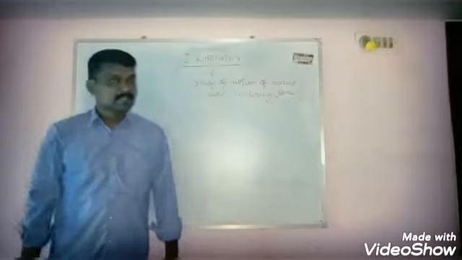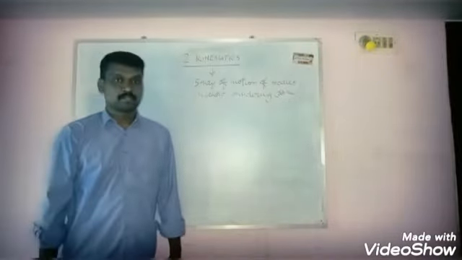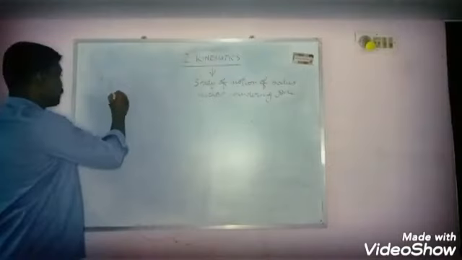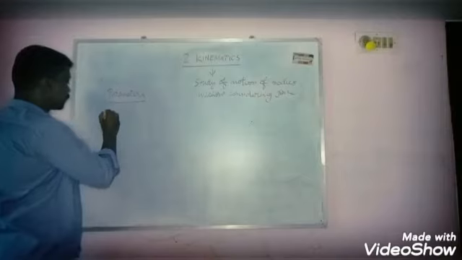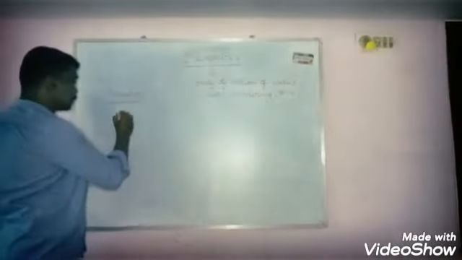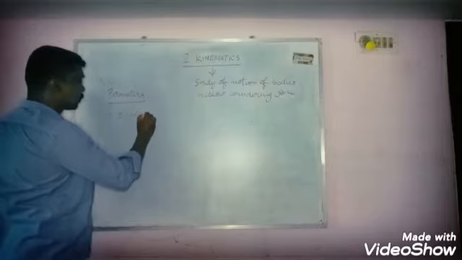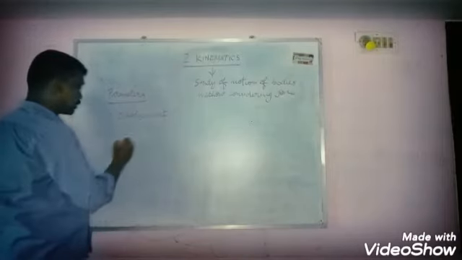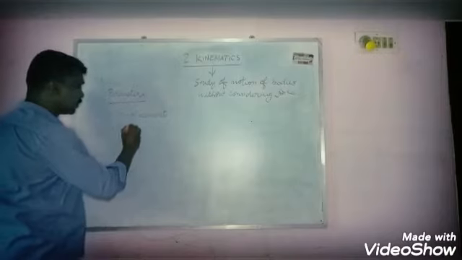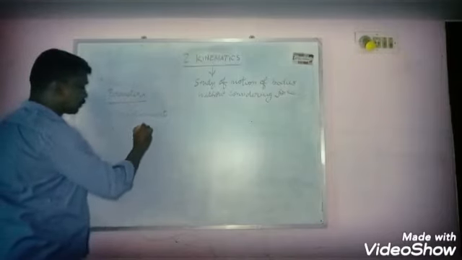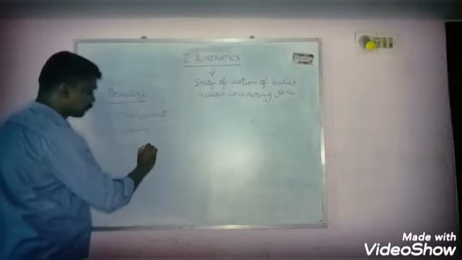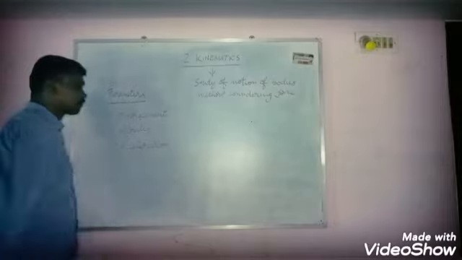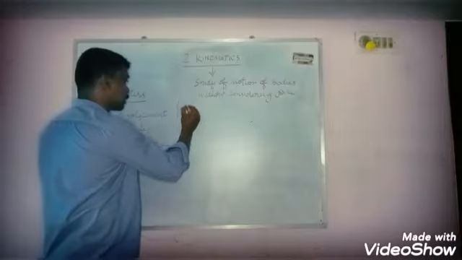So next one, what are the parameters related to the motion? So first one is displacement. Second one, velocity. Third one, acceleration. Before that, you have to know what is meant by position vector.